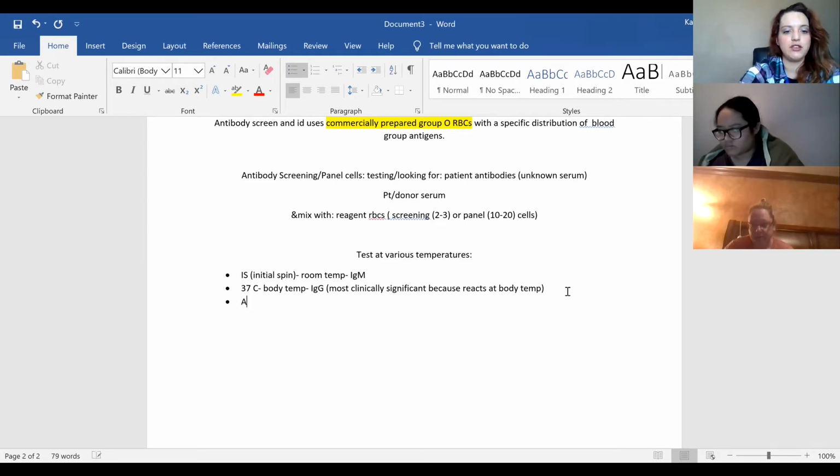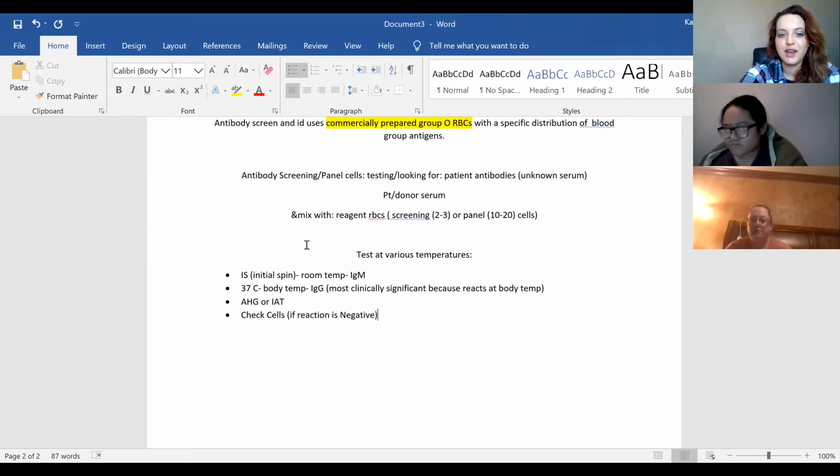And then you've got your AHG or IAT, and that'll have its own little category. And then you've got check cells, which you run if it is what? Negative. Yep. So if you get a positive at 37, do you run check cells? No. If you get a positive at initial spin, do you run check cells? No. If you get a positive at AHG, do you run check cells? No. If you get negative at every single one of them, do you run check cells? Yes.